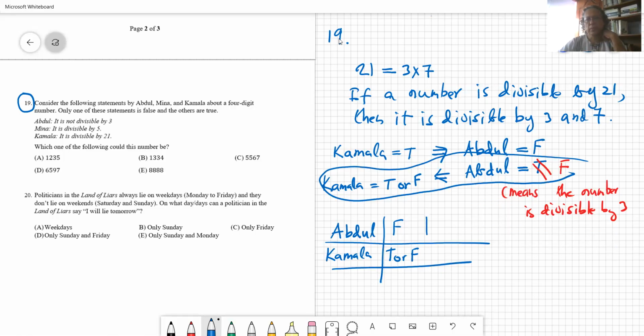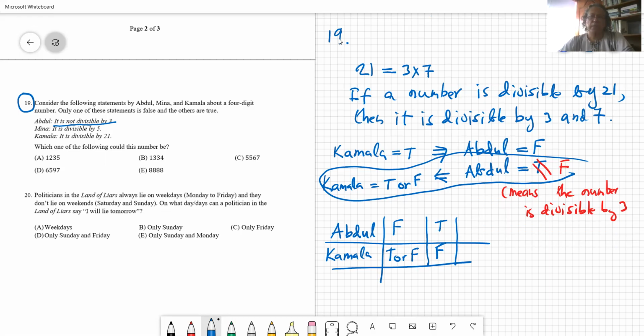Now, if Abdul's statement is true, that means the number is not divisible by 3. Then you can see that Kamala's statement is false. It is not divisible by 21, right? So Kamala's statement is false, all right?